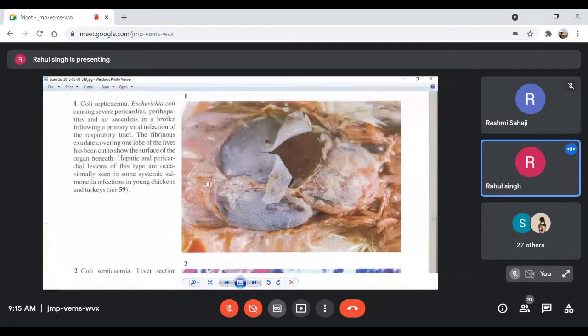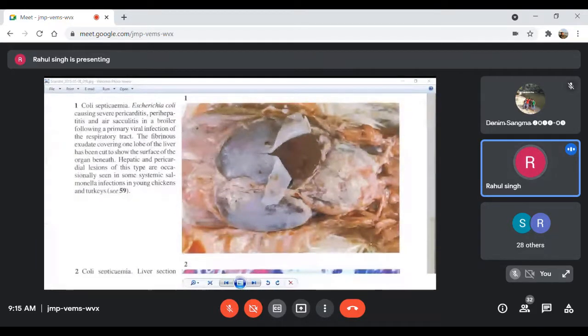You see, it seems as if somebody has applied some butter over the surface of the heart. Can you see this? It seems as if somebody has applied butter on the surface of the heart. This is called fibrinous pericarditis, bread and butter appearance.